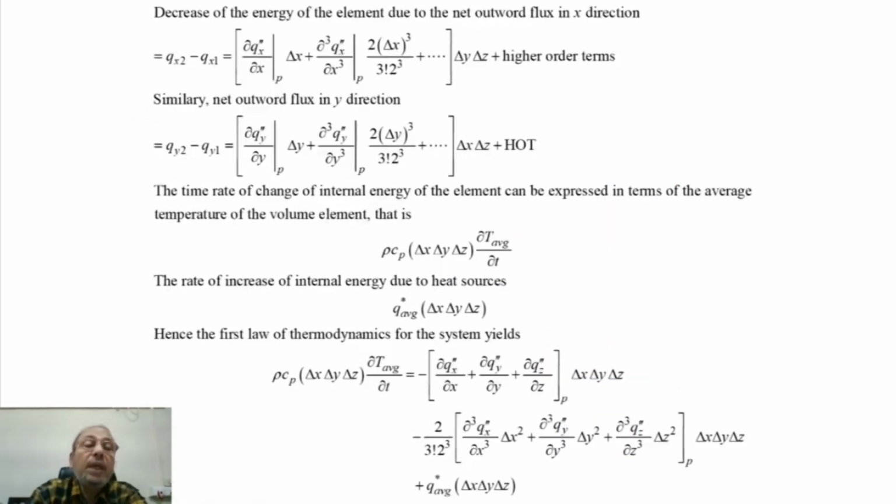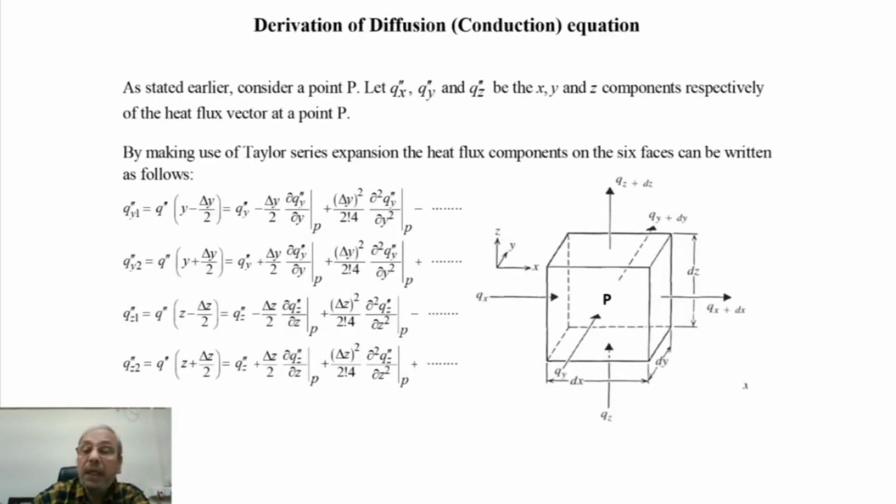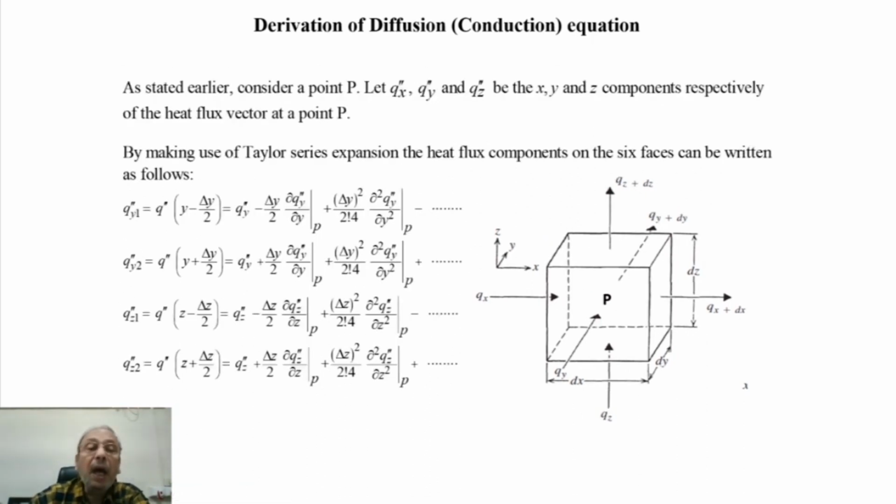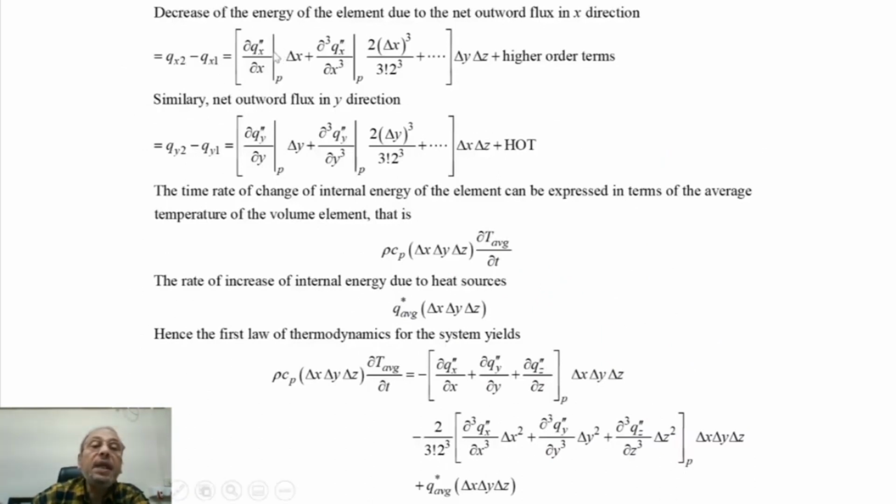So now we can calculate the decrease of energy of the element due to the net outward flux in x direction, and that will be clearly, if we look at it, qx2 double prime minus qx1 double prime, and then we can write basically del x of qx double prime at point P into delta x plus del 3 del x3 qx double prime 2 del x cube divided by factorial 3 into 2 cube.